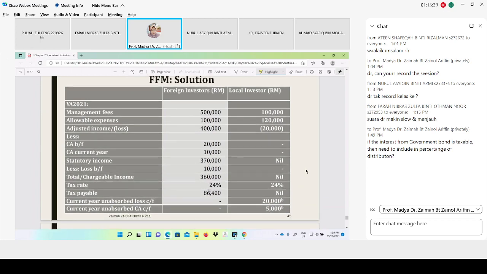Okay, you have management fees minus allowable expenses. Then you get adjusted income now. Alright, so you minus the capital allowance, that is the current capital allowance, and also the capital allowance brought forward. Then you get statutory income. Remember the loss just now, loss brought forward, is deductible under statutory income. Okay, you deduct loss brought forward from the SI, then you get total or chargeable income. And the tax rate is 24%.